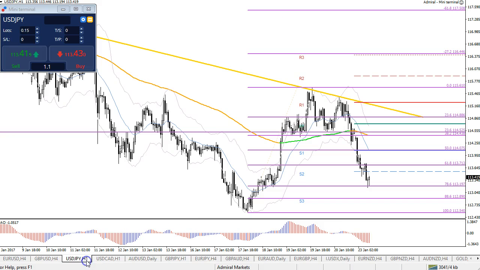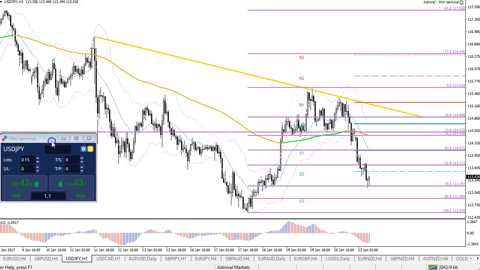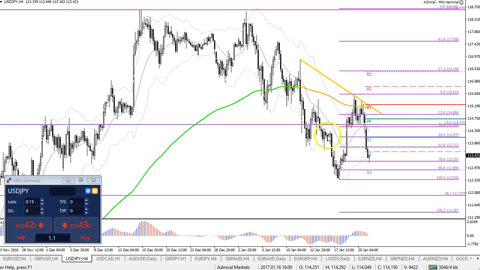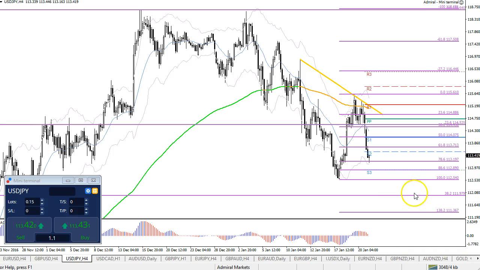All right, let's move on to the dollar yen. We see prices retesting a 78.6 fib. From a 4-hour point of view, you can see that price is correcting to the downside and reaching support, in my opinion. Look at that, 38, 23.6 fibs. And this was a strong push up here. So I think that's the first indication.